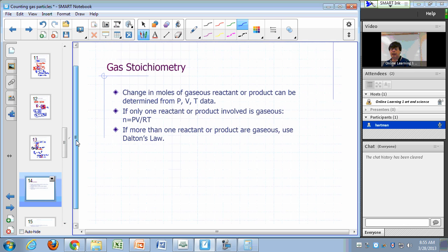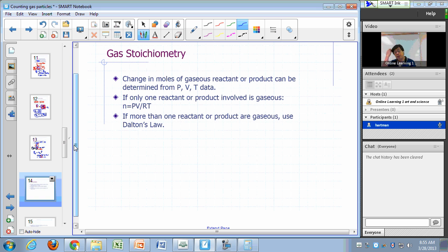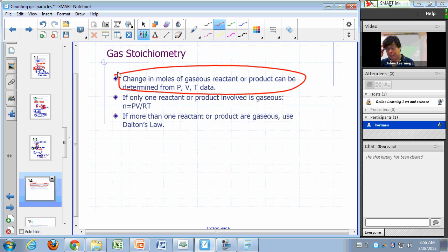All right. Now that we know how to count gas particles, we can extend our lesson on stoichiometry to reactions that involve gases. Okay? The same idea. Changing the moles of gaseous reactants and products, like I said, you can now determine from pressure, volume, and temperature data. And if only one reactant or product involved is gaseous, you can calculate the number of moles of that gas to be PV over RT.